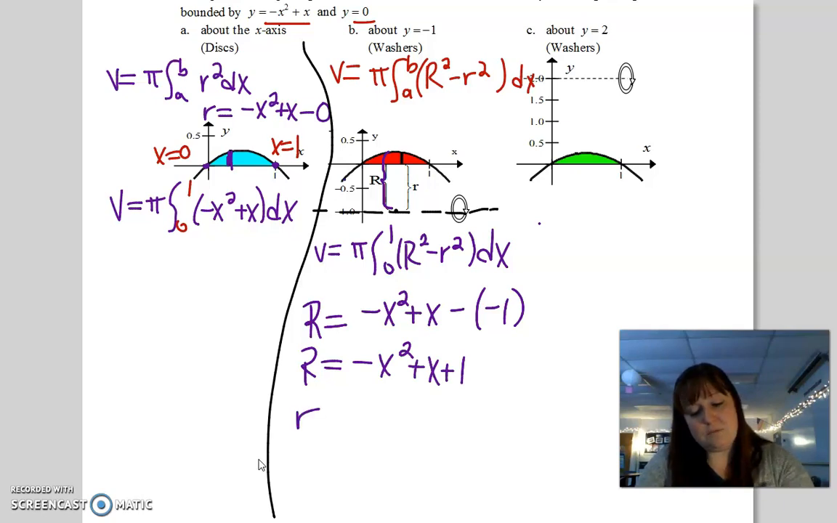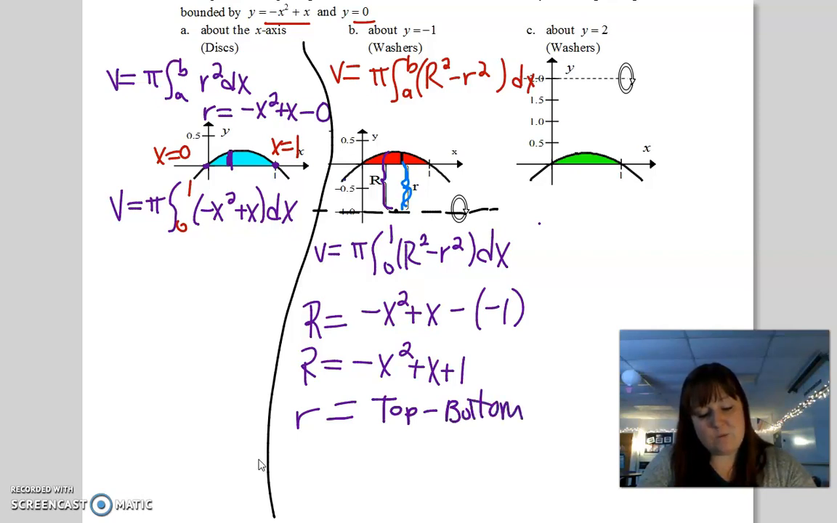And then little r is going to be this area in between the bottom of the function and our axis of revolution. So it's just from the bottom to the axis of revolution. So how far is it from the x-axis down to negative 1? Well, it's 1. And so you could do, again, top curve minus bottom curve. So top minus bottom. And the top curve is y equals 0 minus the bottom curve, which is y equals negative 1. So little r equals 1.